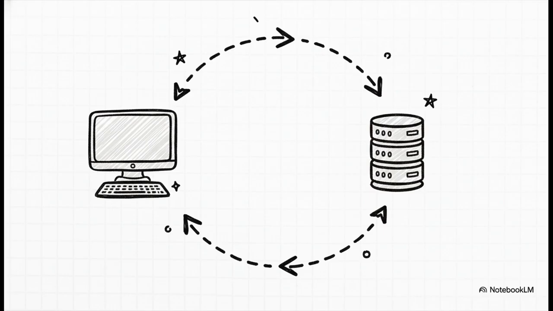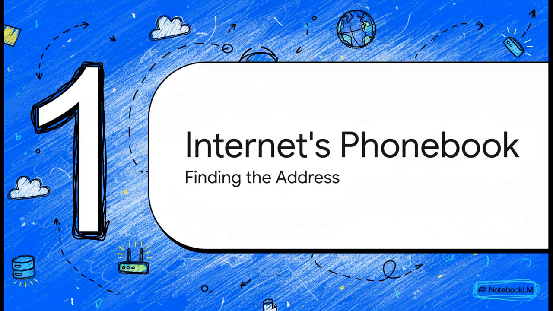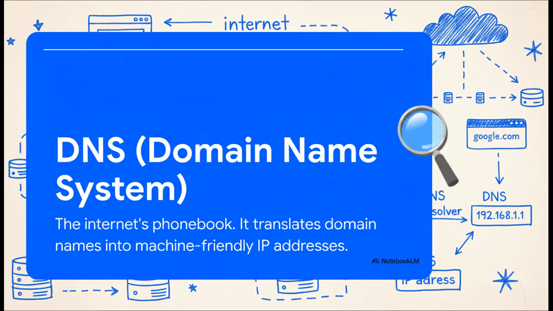Let's start the journey. Okay, so the very first problem your computer has to solve is pretty simple. Where am I even going? You've given it a name, like wikipedia.org, but the internet doesn't really work with names. It works with numbers. So the first step is always to find the right address. And this is where something called the Domain Name System, or DNS, comes in. Just think of it as the internet's massive, globally distributed phone book. Its entire job is to translate the name you can remember into the number that the network can actually use.